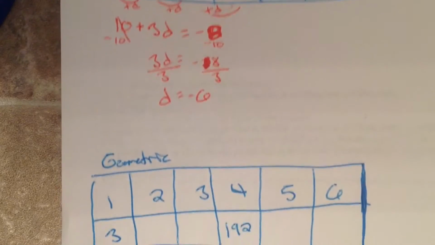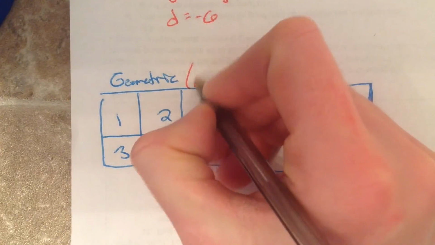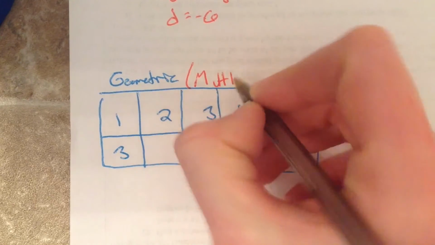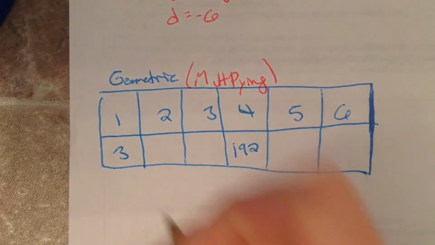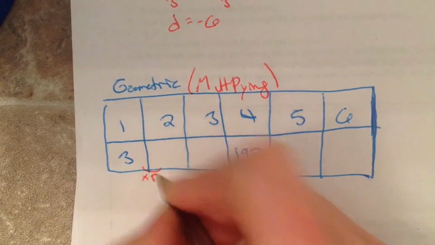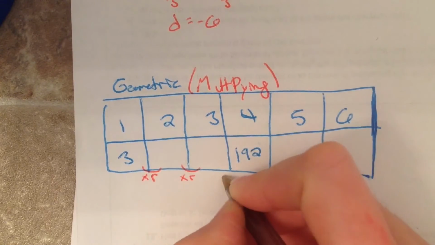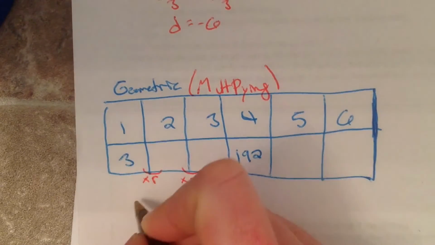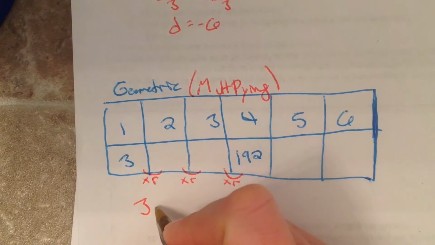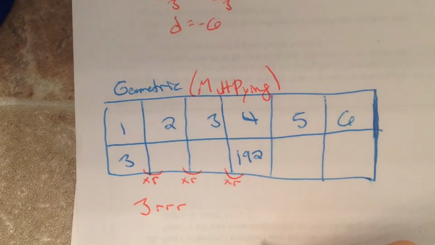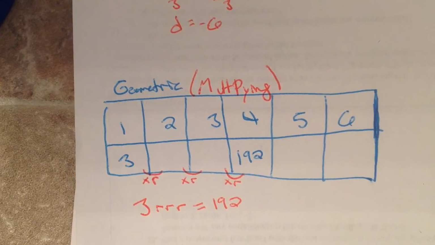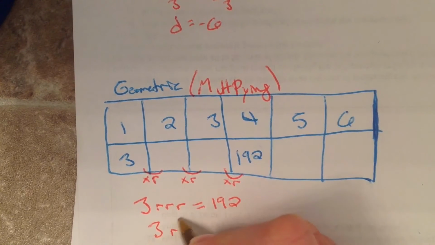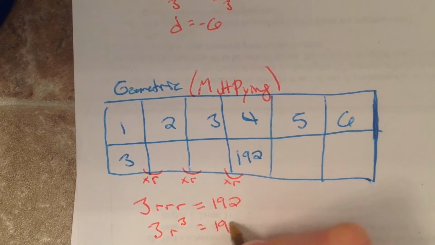Geometric, similar idea, but we have to remember with a geometric, we're multiplying. So for it, we're going to times by some r, let's just say r, times by some r, and times by some r. So we go from 3, we times r to itself 3 times to that number, and we get 192. Well, rather than write it like this, remember when we times variables that are the same, we add their powers. So we have r to the 3rd power there to get 192.